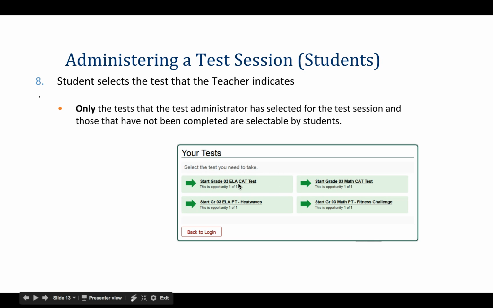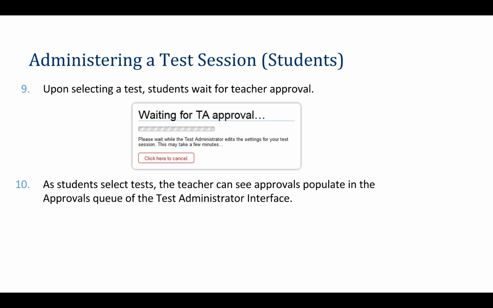In this case, we're only administering the third grade CAT, so the student will click on this because that's the only thing that's lit up on my session, if you can imagine that. Once that happens, the student will get this TA approval screen, and they're waiting for you to approve their test.